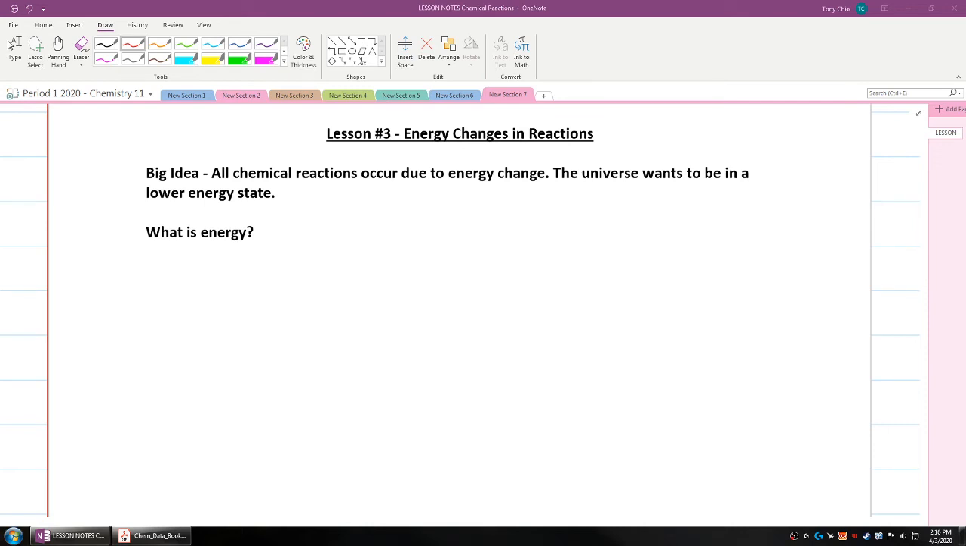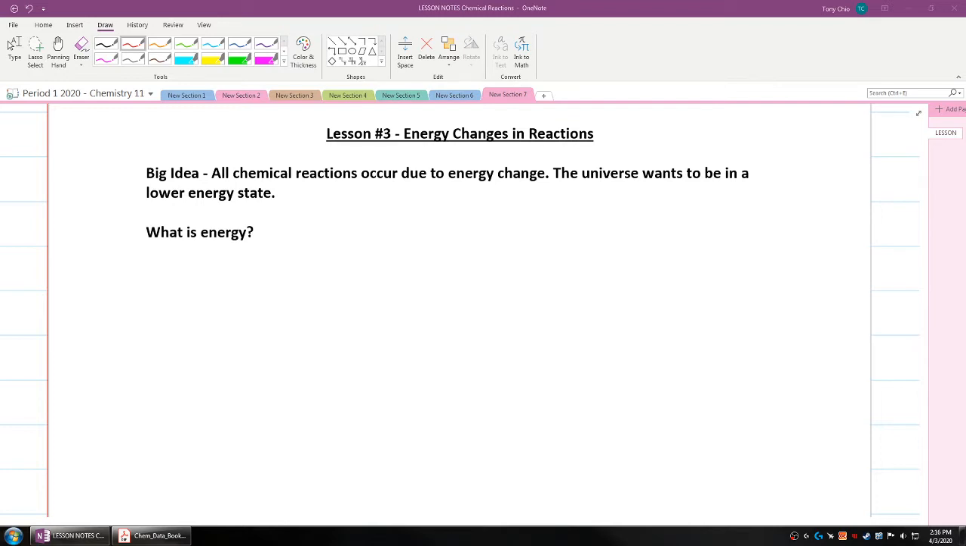Alright everyone, today we're talking about lesson 3, energy changes in a reaction. So we're going to move on towards the last lesson of chemical reactions, and we're going to discuss how energy itself changes as a reaction progresses. So the big idea today is all chemical reactions occur due to energy change.